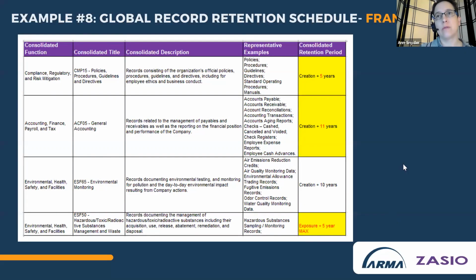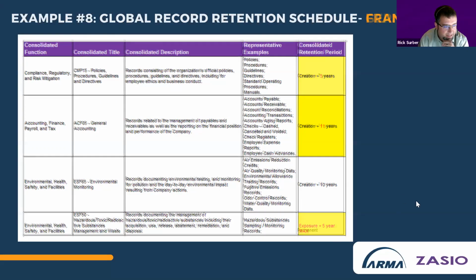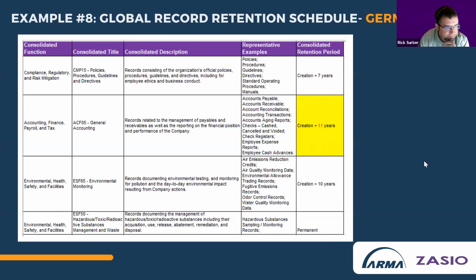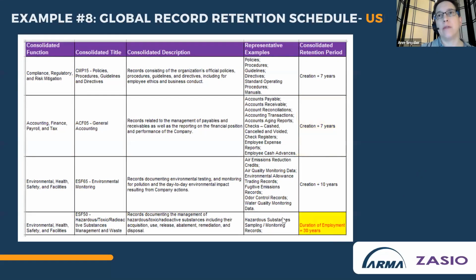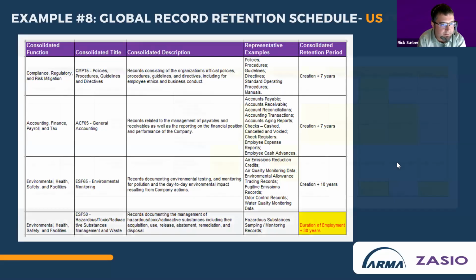Exposure +5 years max. Yeah, so there's a privacy requirement that's impacting that one. Fairly long one there. And then this one. That 11-year one is typical of accounting records in Europe, so you'll see that repeated in all the European jurisdictions. And then we've got an exposure requirement that's requiring duration of employment +30 for the US there.